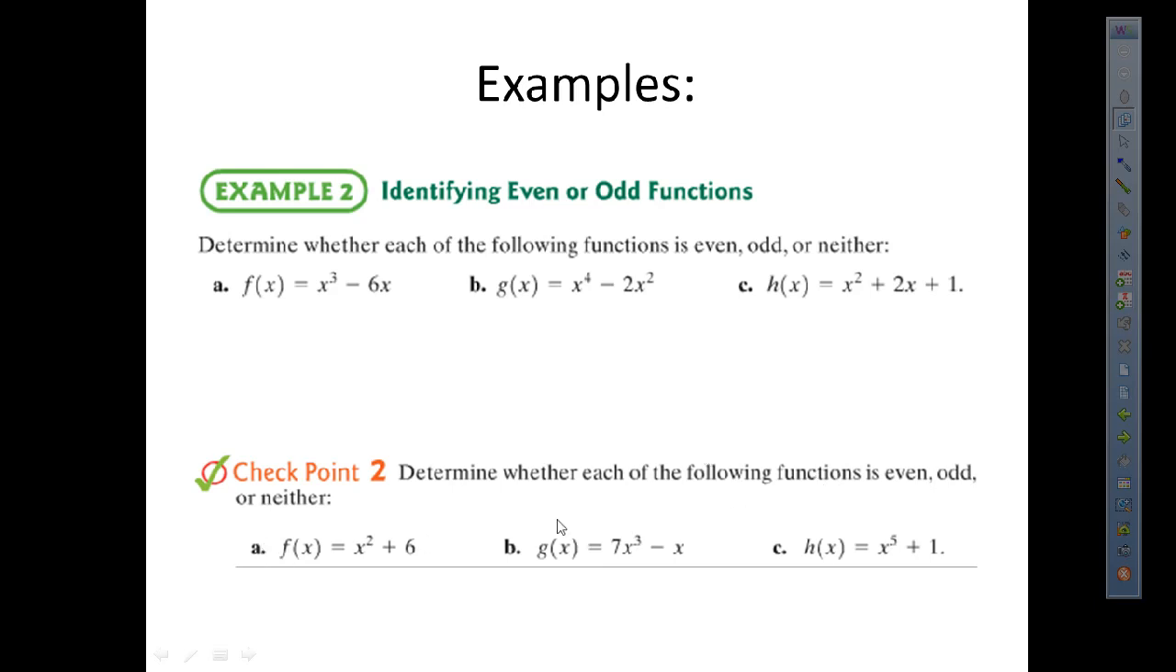All right, you guys try those three, and I'm going to give you the count of 3 again like I did before, and pause it, try those, do what I just did with the ones above, and see if they're even, odd, or neither, and then I will show you the answers to them.